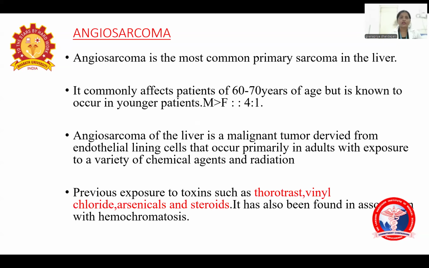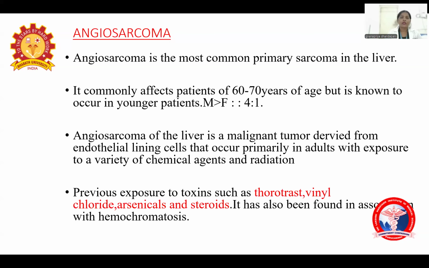Coming to the next, angiosarcoma, it is the most common primary sarcoma in the liver. Although it is a rare liver tumor, it commonly affects patients of 60 to 70 years of age, but it can also occur in younger patients. These lesions have a male predominance, with a male to female ratio of 4:1.